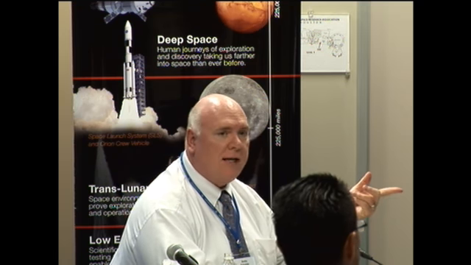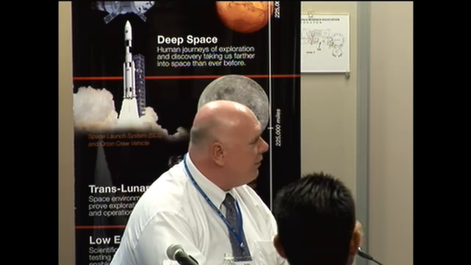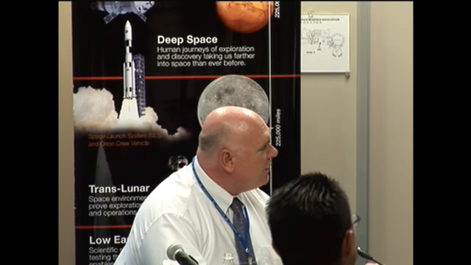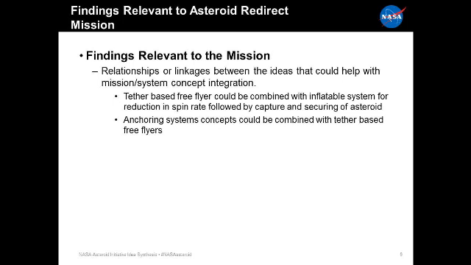Let me click through these last two charts, and then we'll come back and open it up to the group for discussion. So if I go to the next chart. Okay, and so the next one was relationships or linkages between the ideas that could help with concept integration. You might look at combining some of the elements like the tethered base free flyer with an inflatable system, and in fact that very idea was brought forward, I think, by a couple of the presenters today, to use the tether to reduce your spin rate, and then the securing with the inflatables. Some of the anchoring system concepts that the Honeybee folks talked about could also be combined with the tether systems.